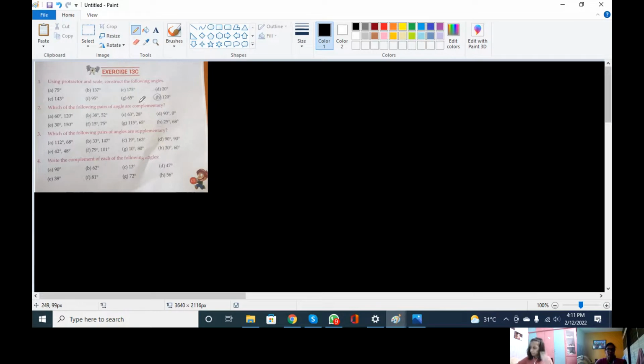Using protractor and scale, construct the following angles. Done. So like that you can construct the rest of the angles. Second question: which of the following pairs of angles are supplementary, complementary? First of all, we need to identify which of the angles are complementary. What is A bit given, Paridhi? Yes, ma'am. A bit is given 60 degrees and 120 degrees. Complementary means what? Sum of the angles should be 90 degrees.